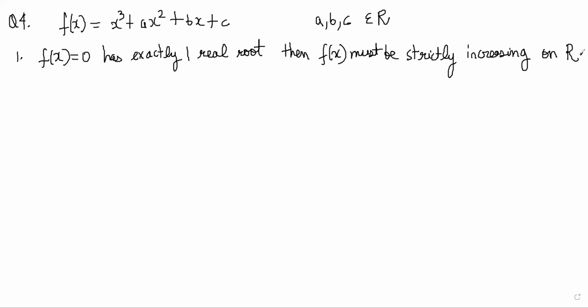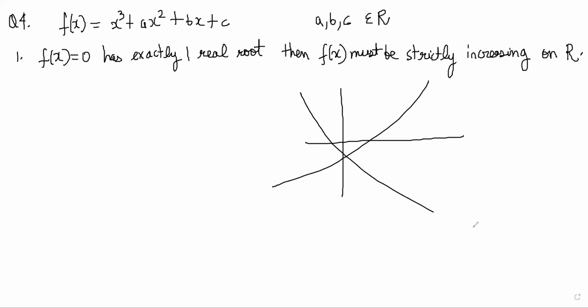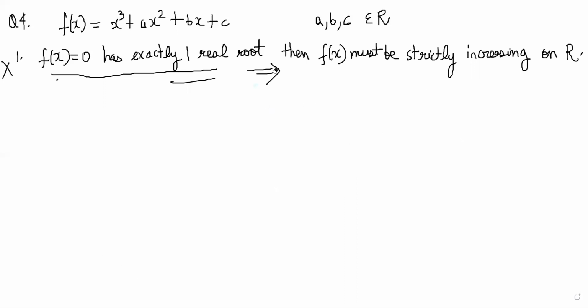Yeah, because it crosses the x-axis only once. But it's not... it can be decreasing also. Yes. It could be like this or it could be like this, right? So this doesn't imply this, right? It could have been decreasing also. So this is wrong, correct? Right, yes.